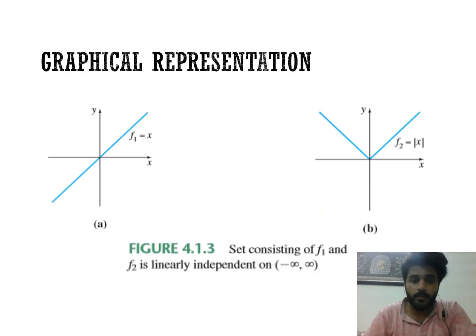Representation of the previous linearly independent or dependent case. As we can see, figure A and figure B are both listed here. In figure A we can see function f1 equals x, the graph of function f1, and function f2 is equal to modulus of x, the graph of function f2. Figure 4.1 states that the set consisting of f1 and f2 is linearly independent on the given interval minus infinity to infinity. You can see this in both of these graphs.